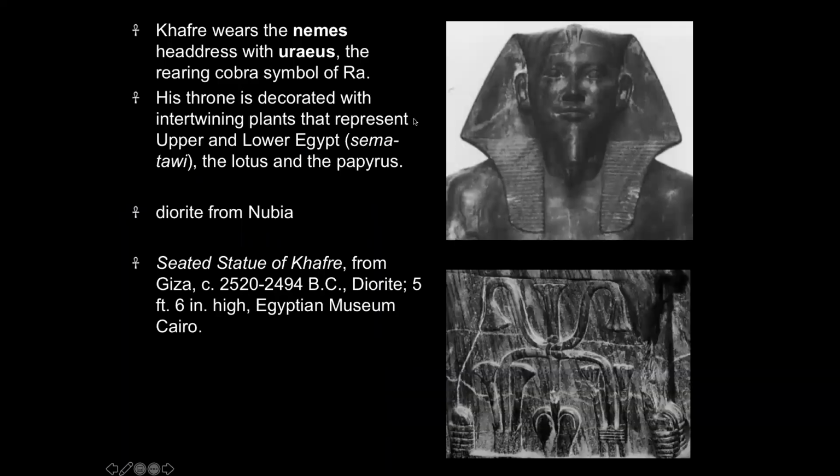So Khafre wears the nemes headdress. That's this. Only a pharaoh wears it. And then it has your uraeus, which is the rearing cobra symbol of Ra. So remember, they consider themselves to be the sons of Ra. His throne is decorated with intertwining plants that represent Upper and Lower Egypt, which is known as the sema-tawy motif. And this will be used through all of Egyptian history right up to Cleopatra VII, 2,500 years later. So these are the lotus and the papyrus, and they represent, again, uniting Upper and Lower Egypt. So a visual theme for that. And then the diorite was from Nubia, and kind of like the cedar from Lebanon, it's showing the extent of Egypt's power at this particular time.